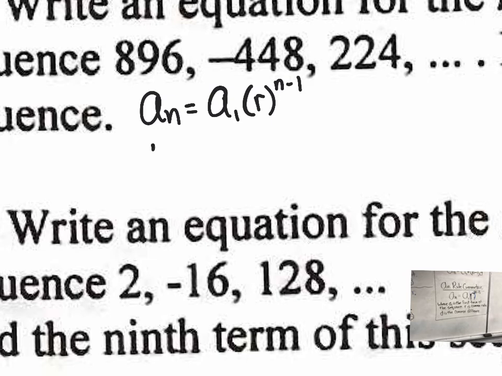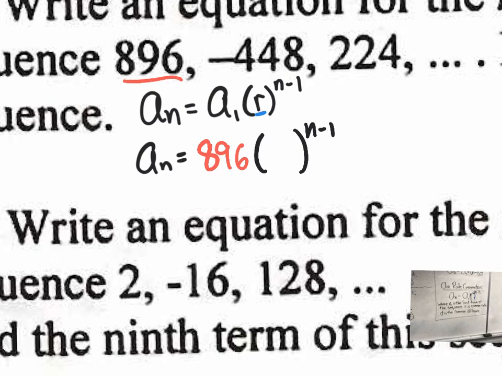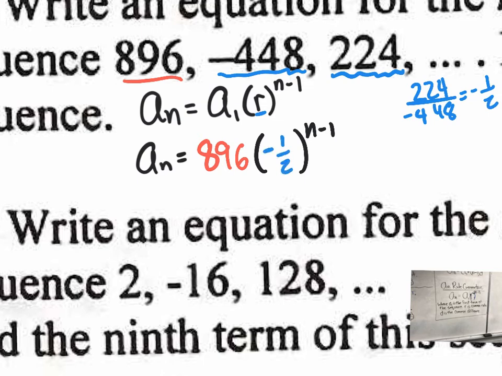What we need to know is that a sub n is just the name of your equation, and a sub 1 is your first term on the sequence. We should know that a sub 1 is the first term, so that would be 896. So you put 896. And then the common ratio r to the n minus 1 power, we need to find what that common ratio r is. How do we do that? You simply pick a number and divide it by the previous number. If you did 224 divided by negative 448, that will reduce down to negative 1/2. So the common ratio is negative 1/2.